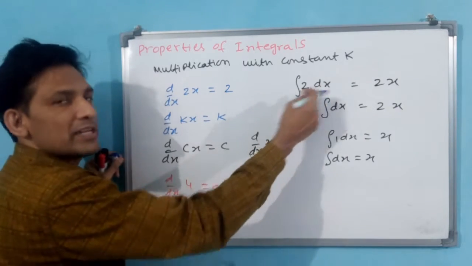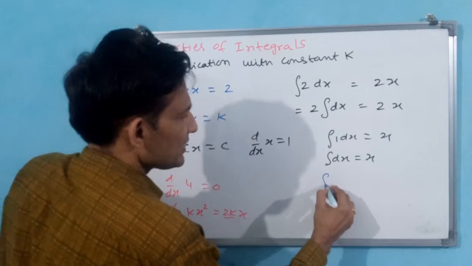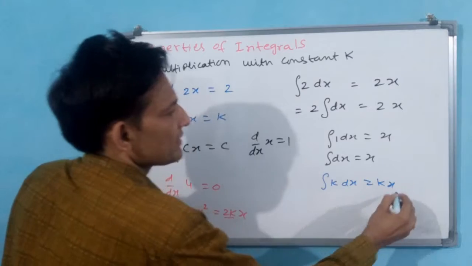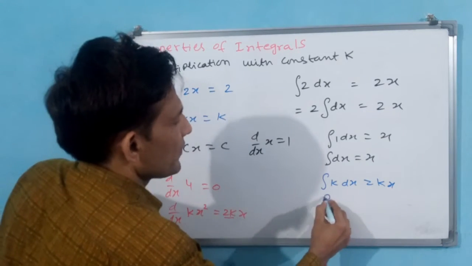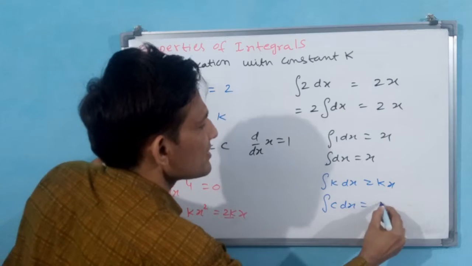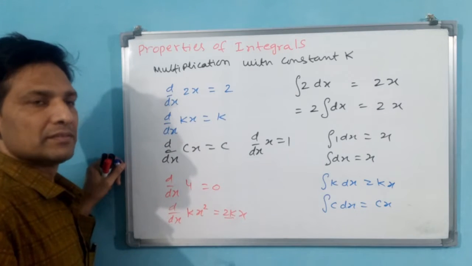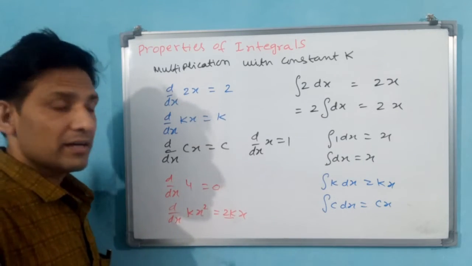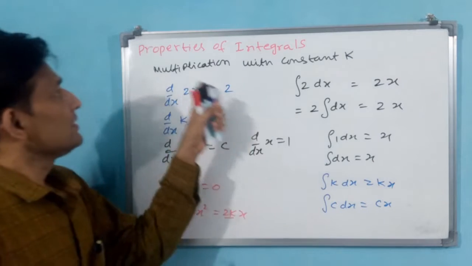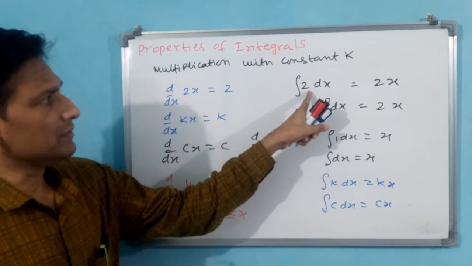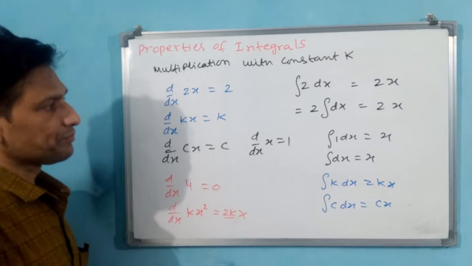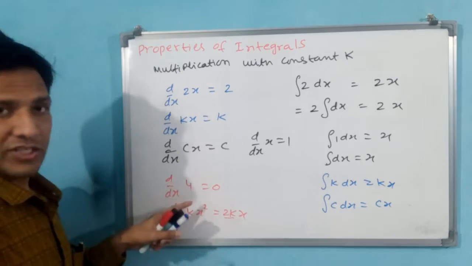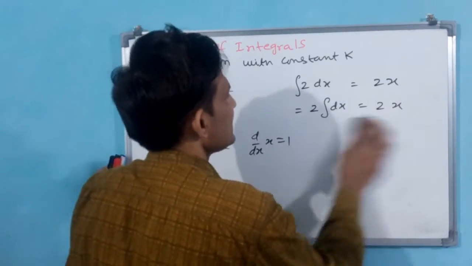That is why integral 2 dx means 2x. Integral k dx means, sorry, kx. Integral c dx means cx. Understand this? Okay? This is multiplication with constant in integral. Here differentiation, and here also you see one more thing I will write.